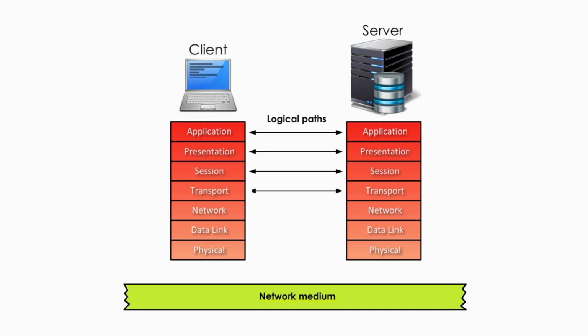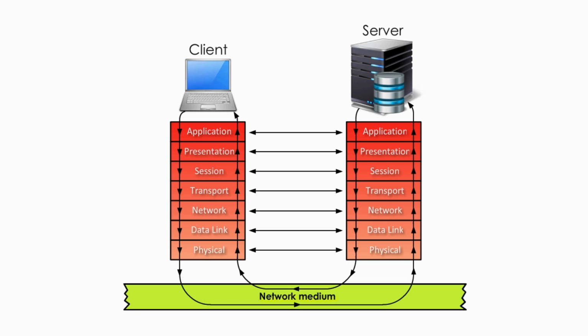The sender's transport layer chops up data into segments, while the receiver's transport layer puts all these segments together. The sender's network layer makes packets while the receiver's network layer opens the packets. And the sender's data link layer makes frames while the receiver's data link layer opens frames. Now let me talk about the OSI model layer by layer.